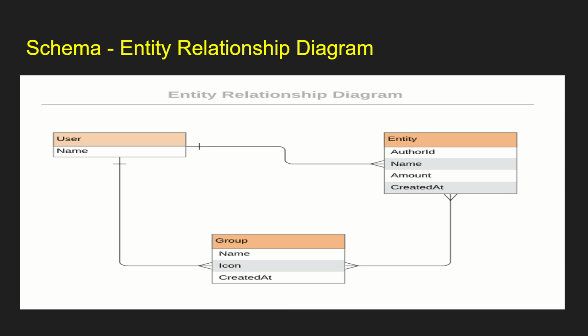If we talk about the database, my database would have the schema according to this particular entity relationship diagram. It is going to have a table with the user, entity, and the group. The diagram shows that a user has a name and can be associated with many groups. Each group also has a name and an icon. Transactions have the author ID, which links them to a specific user, as well as the name, amount, and the creation date.